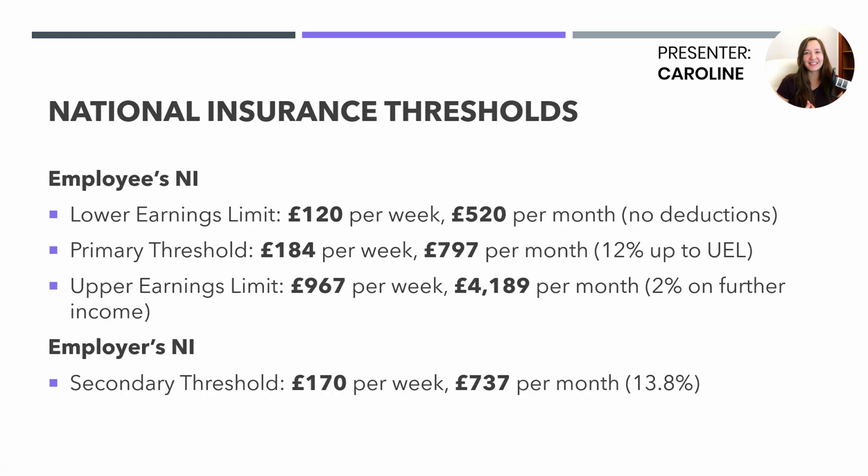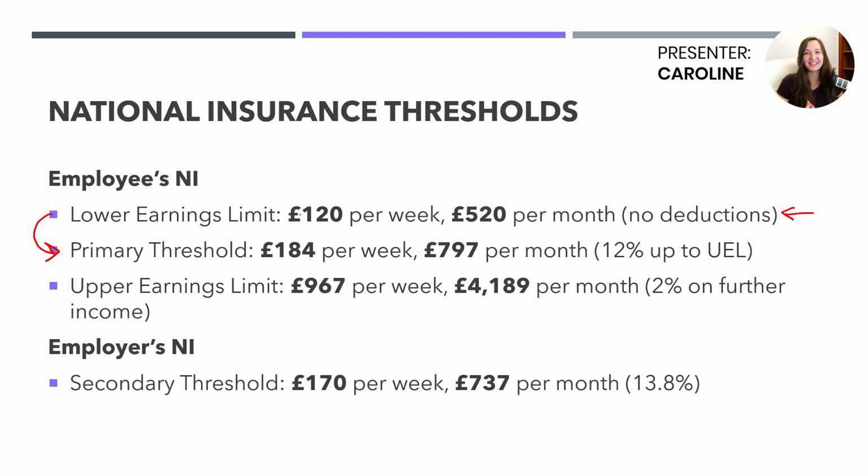Okay, moving on to national insurance thresholds. So we've got the employees' national insurance first, and these are just the weekly and monthly thresholds. This is like what standard employees would see in the tax year. So the lower earnings limit is £120 per week or £520 per month. There are no national insurance deductions up to this amount, or after this amount up to the next threshold, which is the primary threshold.